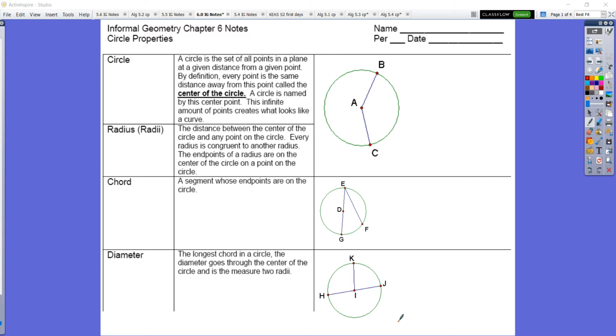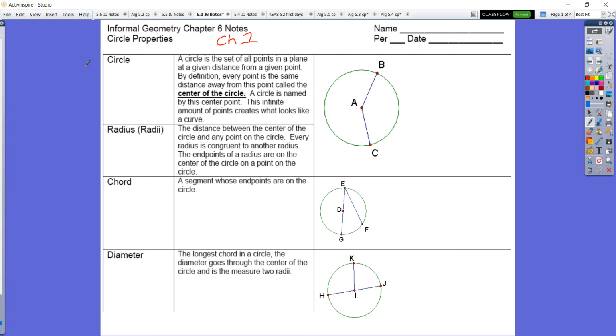Chapter 6 is all about circles. In this first lesson, we're just reviewing different parts of a circle. This isn't new material. If you are not in my semester 1 geometry class, we reviewed all this during Chapter 1, so we already looked at these definitions.